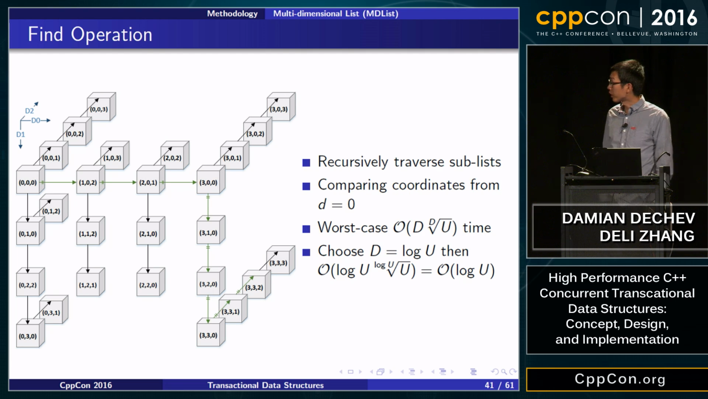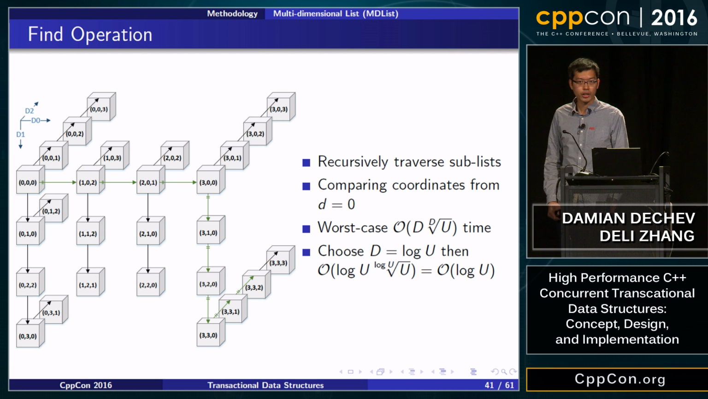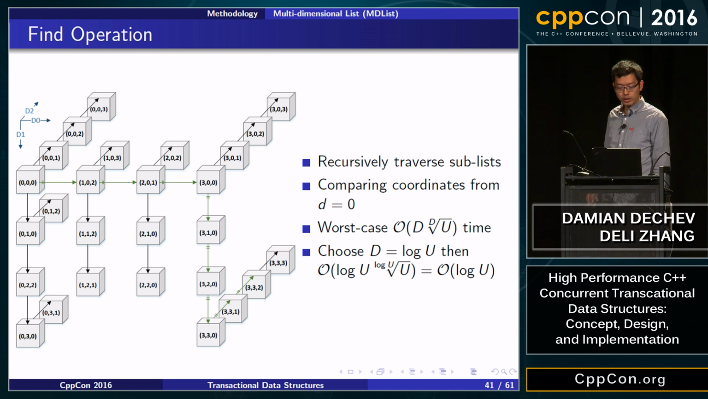The find operation on MDList will recursively traverse one sublist on each dimension until it reaches the target node. So the green arrows highlight a path from the root node to the node 332. When traversing each sublist, it only compares one coordinate at a time. So when the search function is traversing the D0 nodes, it only compares the first coordinates of the nodes with the target nodes. And when it's traversing the D1 nodes, it only compares the second coordinates.